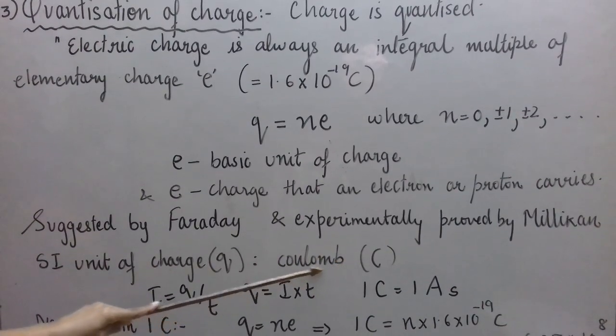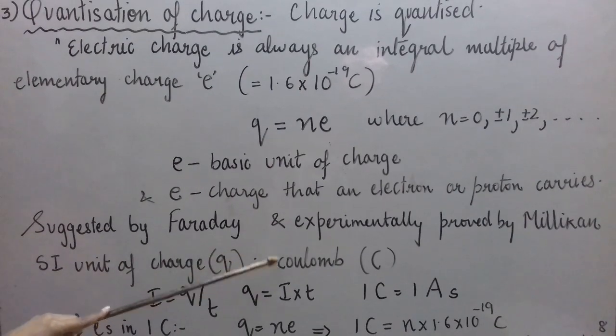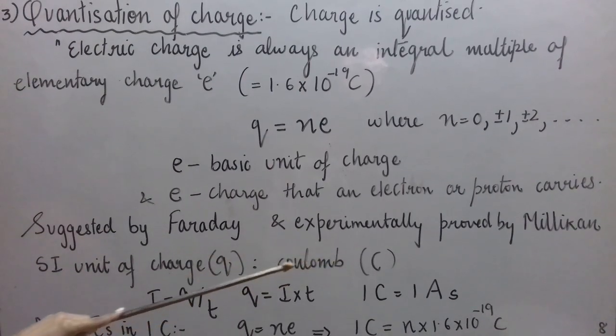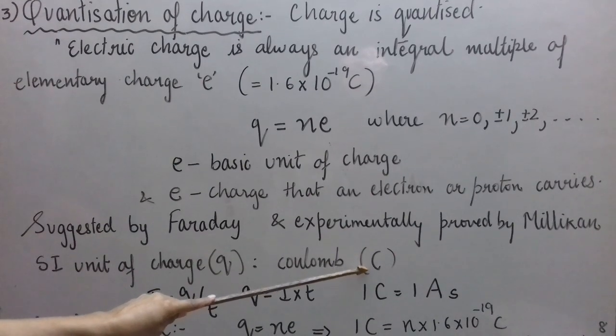Now, you already know that the SI unit of charge is coulomb, C-O-U-L-O-M-B. When you write the complete name, you have to start with small c, or if you write the symbol for the unit, you have to use a capital C.